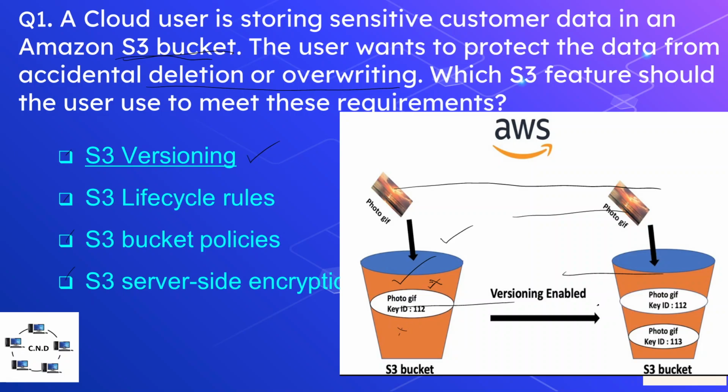While when we enable the versioning feature, then the data is stored with multiple versions. So if the original data is deleted, we can restore it through another backup version. So this is the concept of S3 versioning that gives us the capability to restore deleted or overwritten data.